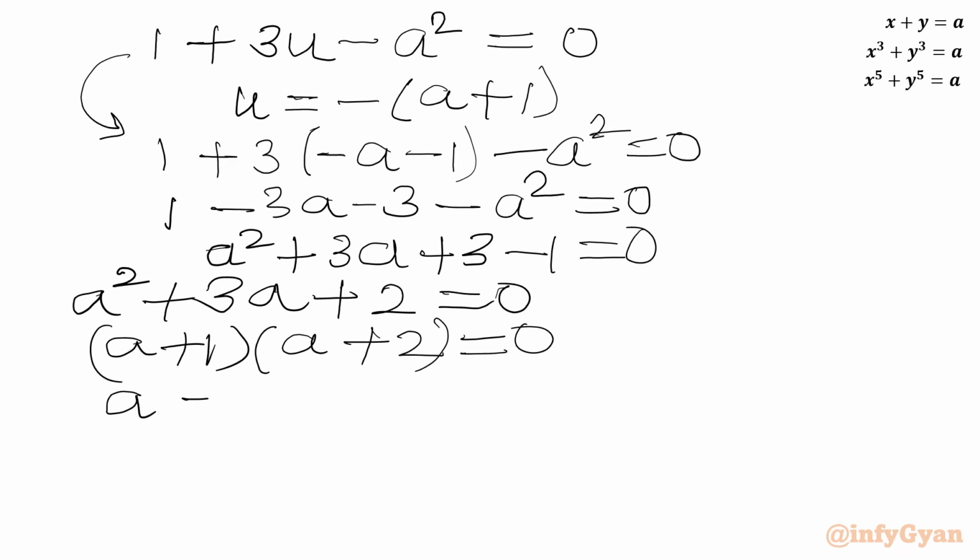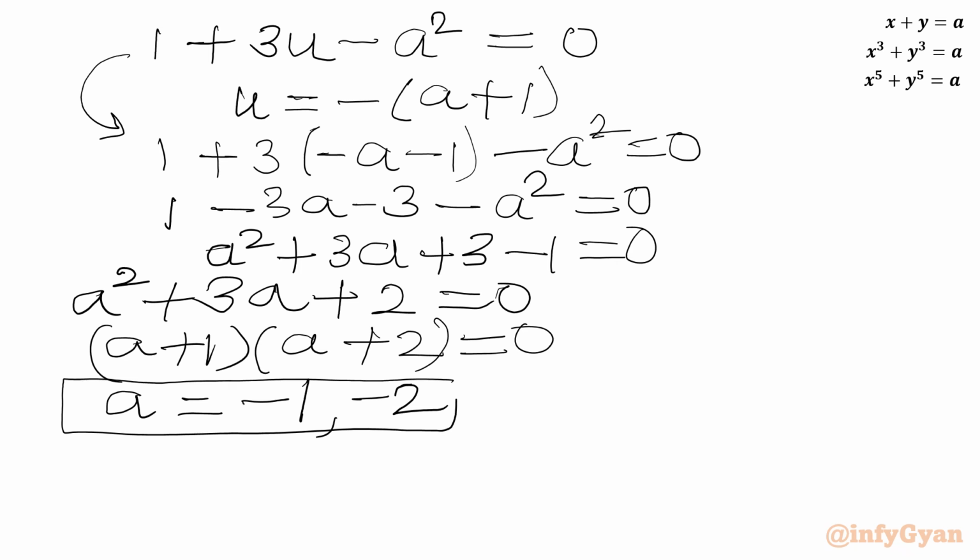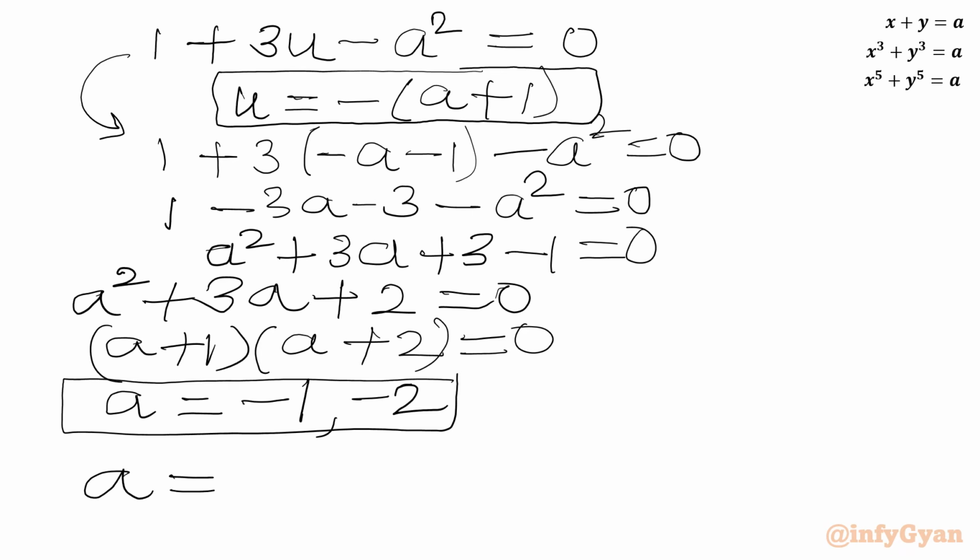So we are going to get a equal to negative 1 and negative 2 from here with the value of u equal to minus of a plus 1. So we have in total 5 a values. I will write 0, plus minus 1, plus minus 2.